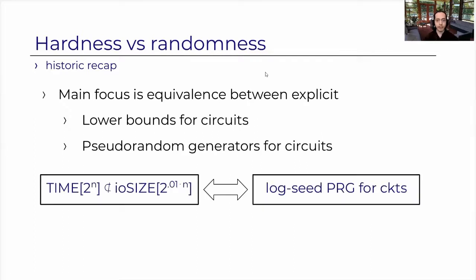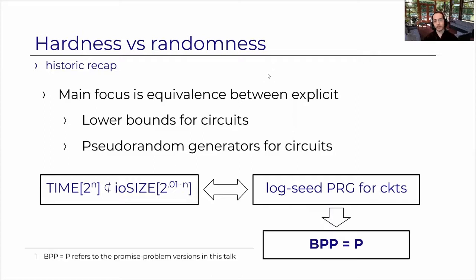So, for example, the famous result of Impagliazzo and Wigderson from the late 90s is that exponential time is hard for non-uniform circuits of exponential size if and only if there exists an efficient PRG with logarithmic seed for non-uniform circuits. And as a consequence of the existence of such a PRG, we get the conclusion that BPP equals P. And throughout this talk, whenever I say BPP equals P, I mean the promise problem version. So it's the stronger conjecture.